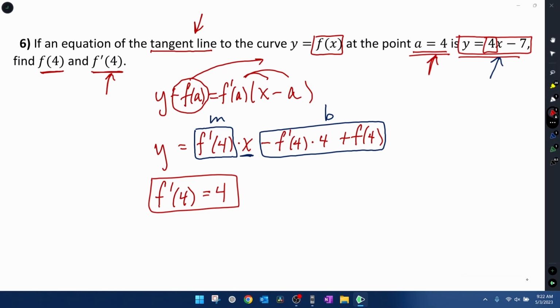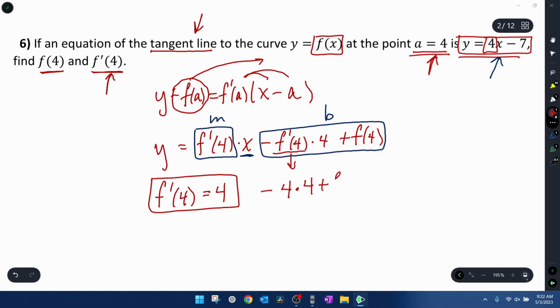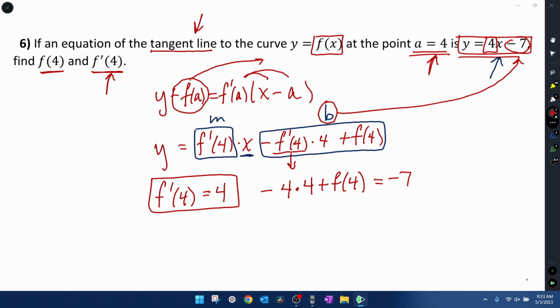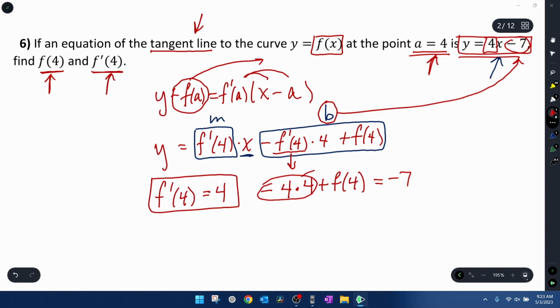F prime of 4, that's done. And now that we know what that is, we can replace f prime of 4 with what we know. Okay, so going this way, that's going to be negative 4 times 4 plus f of 4. All of this has got to equal b, which is, in this case, negative 7. And then we have an equation here we can solve for f of 4 and get the other piece they asked for. Negative 4 times 4, negative 16 to the other side makes a plus 16. And then we can see that f of 4 is 9. And that's going to do it for this problem.